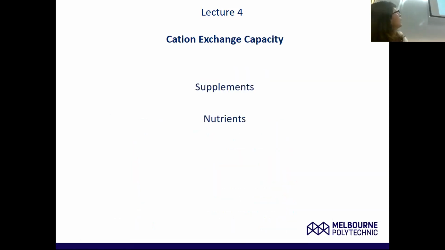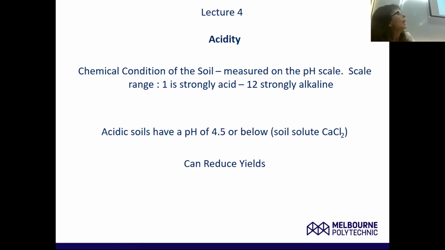So cation exchange capacity plays a role in supplements and nutrients, and how you add them and what you add is important in understanding that. Another component of soil chemistry is acidity, or pH, or the amount of available hydrogen ions. When pH is 1 or 2, it's very acidic. When pH is 11 or 12, it's very alkaline. What do we ideally aim for in soils? Acidic or alkaline?